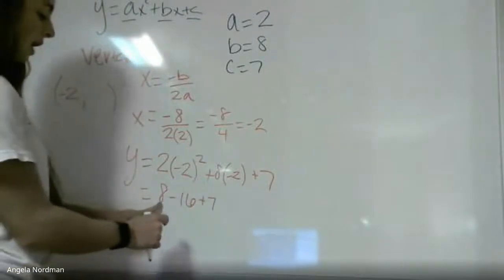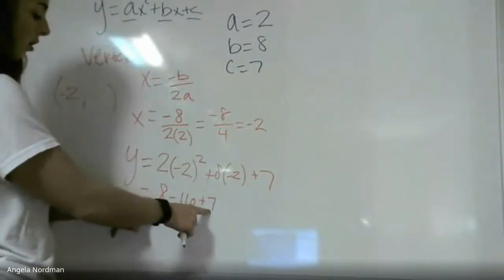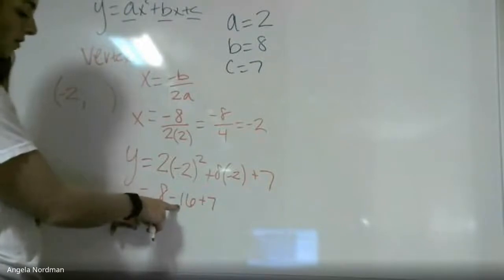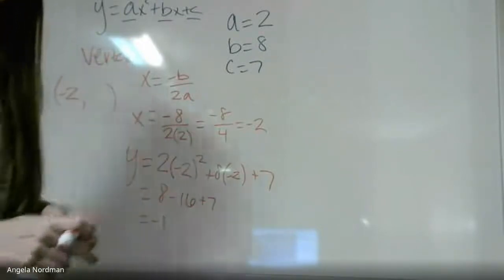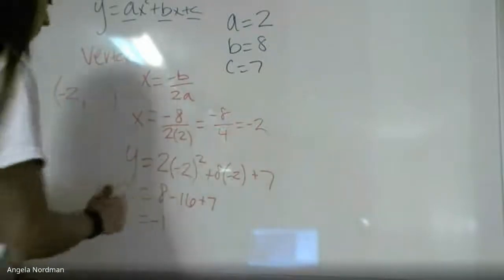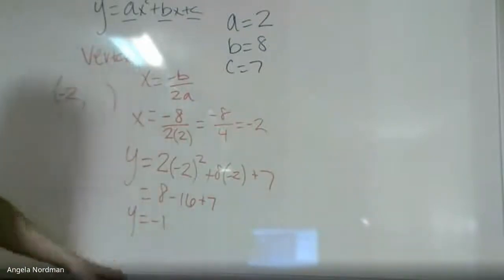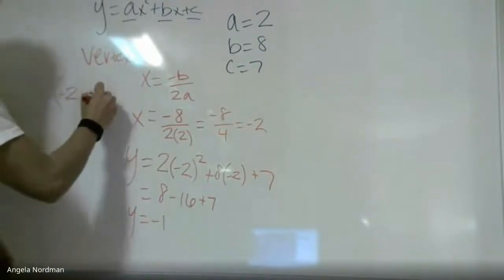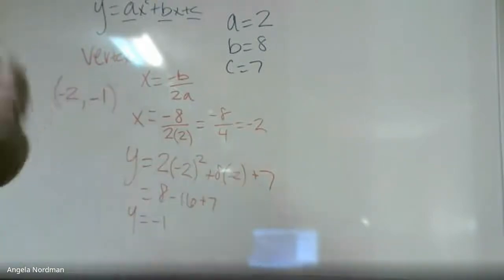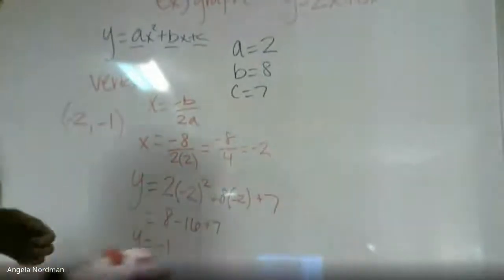Okay, we add up 8 and 7, and then add that to -16. I'm going to be left with just a -1 here. So my y is -1, again the y value for my vertex coordinate. So (-2, -1) is my vertex.